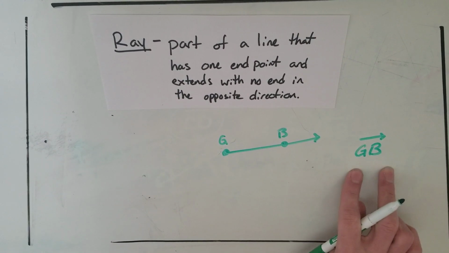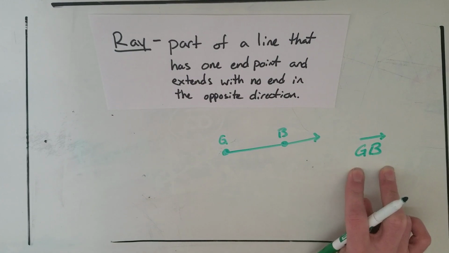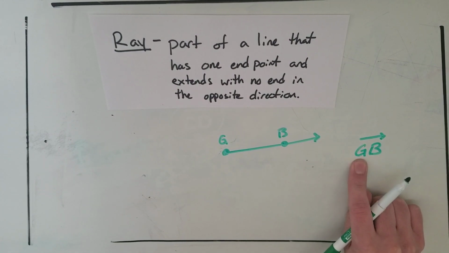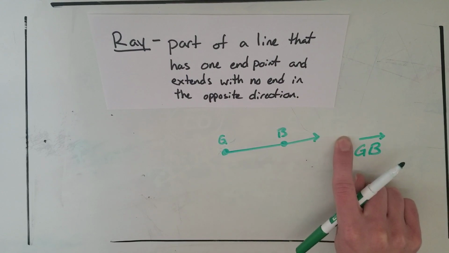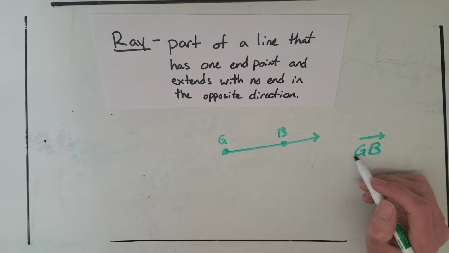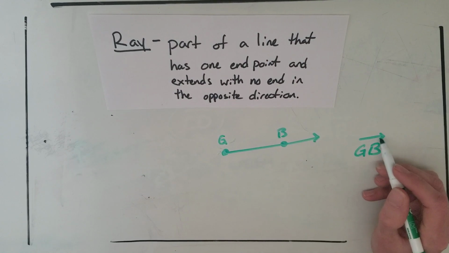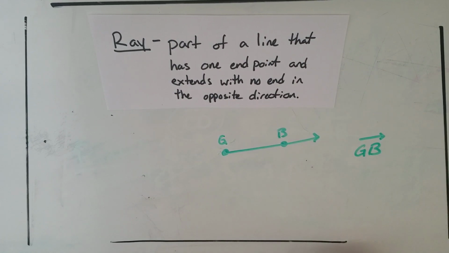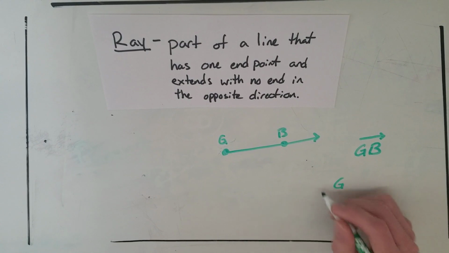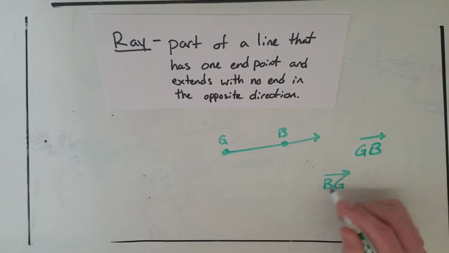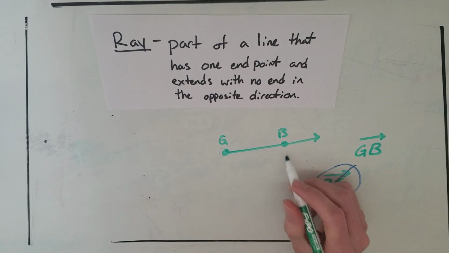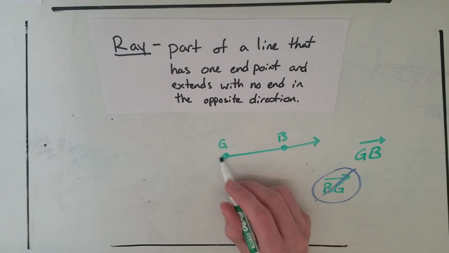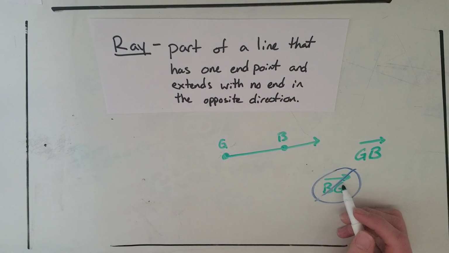So the notation for this is actually really important. Your endpoint needs to go first. We're starting at G, and we're going through point B and going infinitely. So this arrow needs to start at G and go through B. So we're going to go in that direction. We cannot call this BG. That would not work, because BG would mean you started at B, went through G, and went infinitely here. That's what that notation would say.